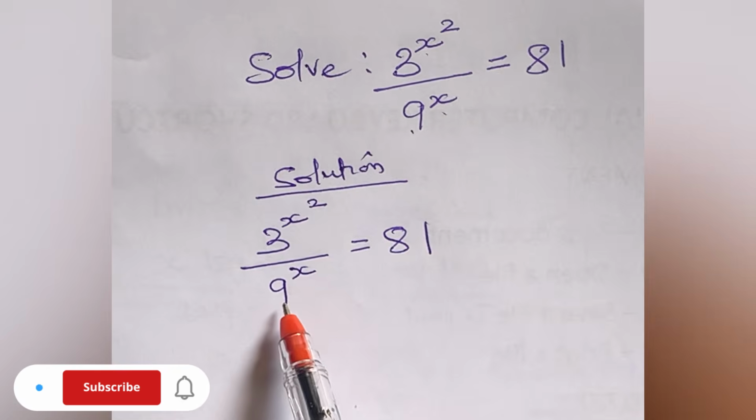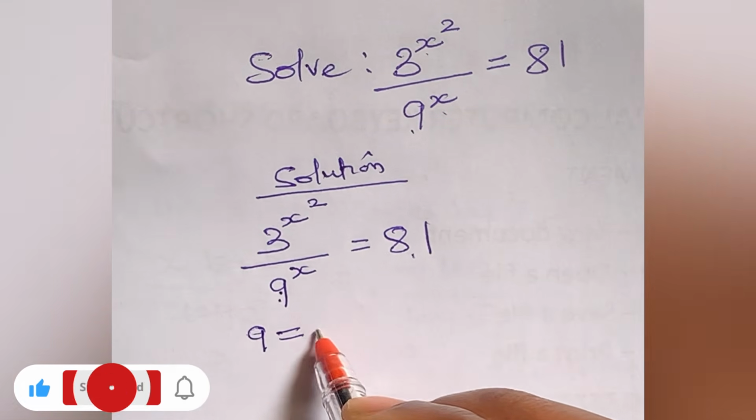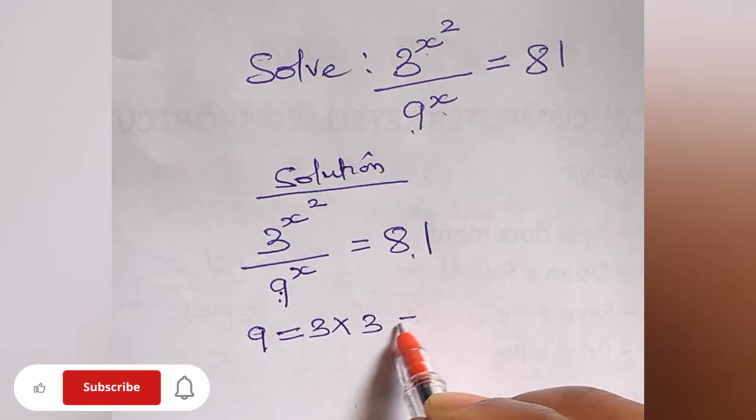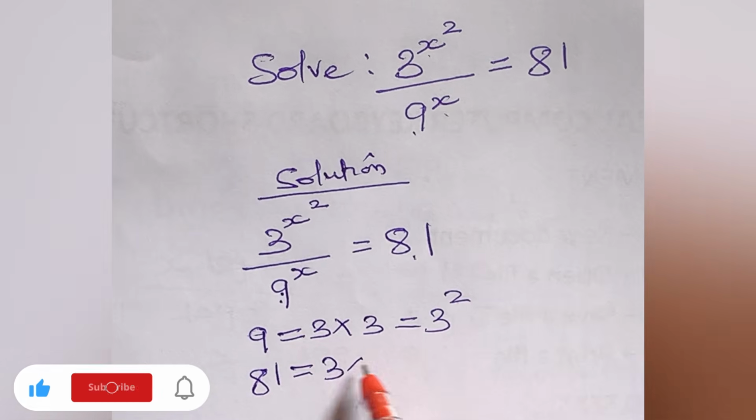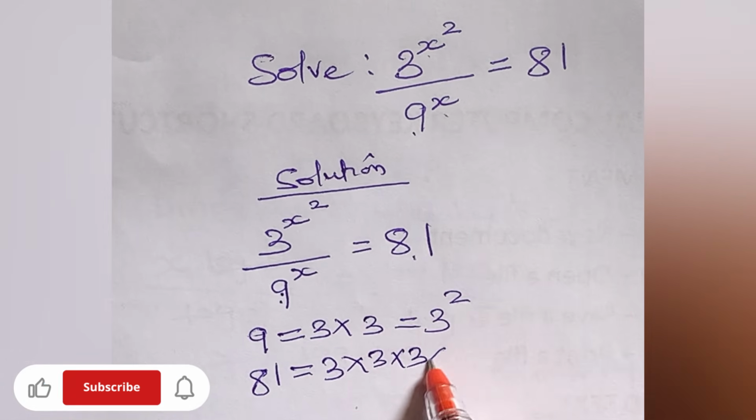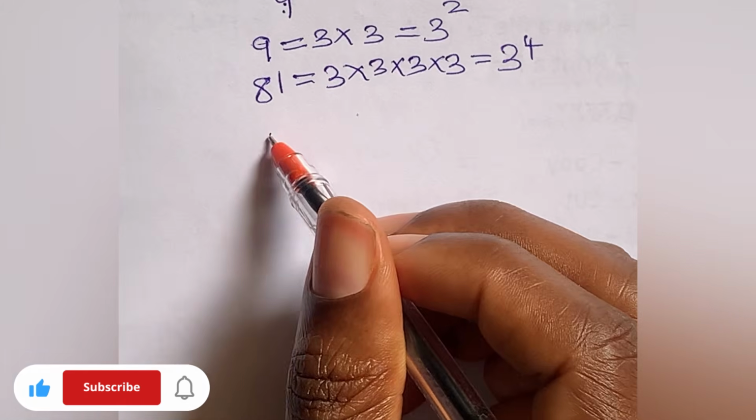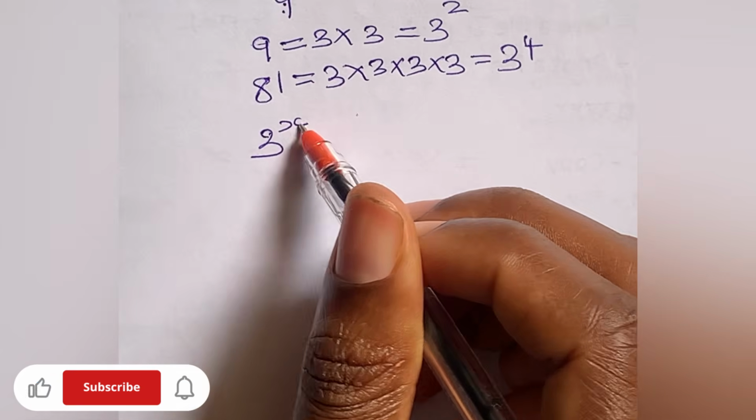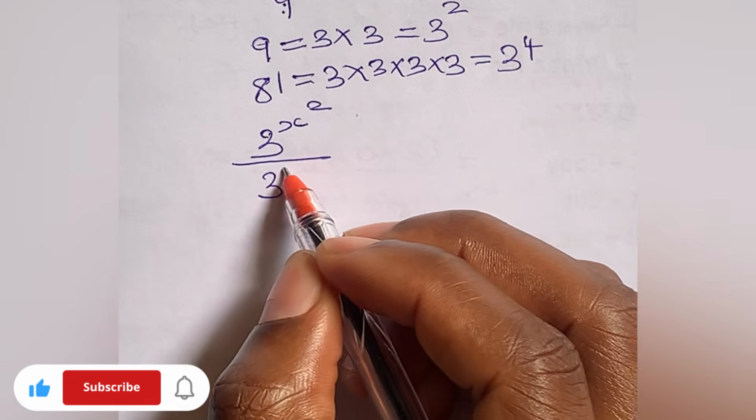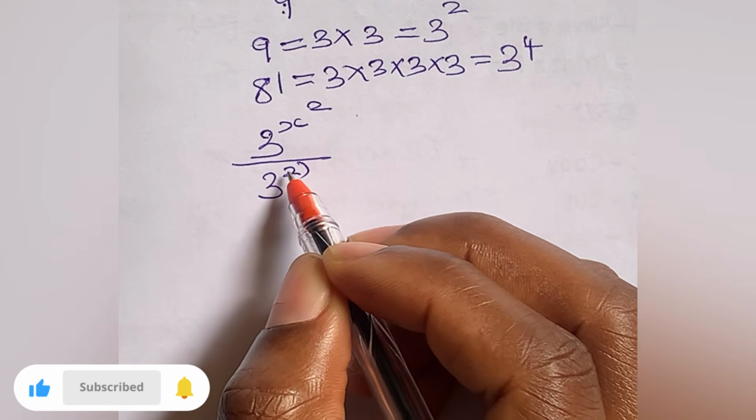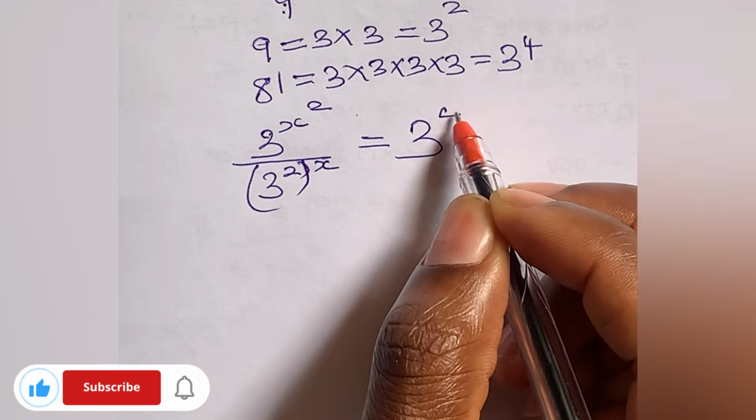Okay, now let's rewrite these numbers with base 3. So we can say that 9 can be written as 3 multiplied by 3, which is going to give us 3 squared. And we can rewrite 81 as 3 multiplied by 3, multiplied by 3 again, and by 3. And that will give us 3 raised to power 4. So now we have 3 to the power of x squared, all over 9, which is 3 raised to power 2, and we have x, which is equal to 3 to the power of 4.